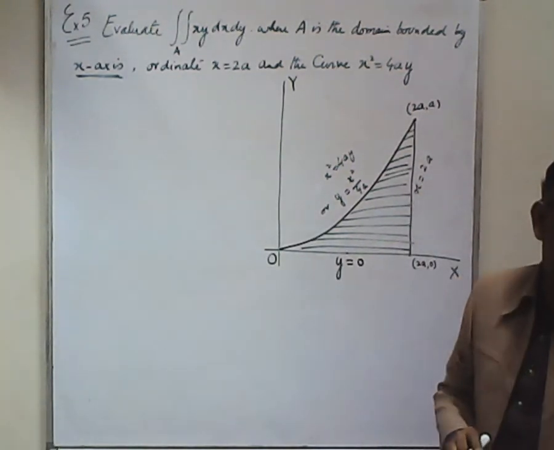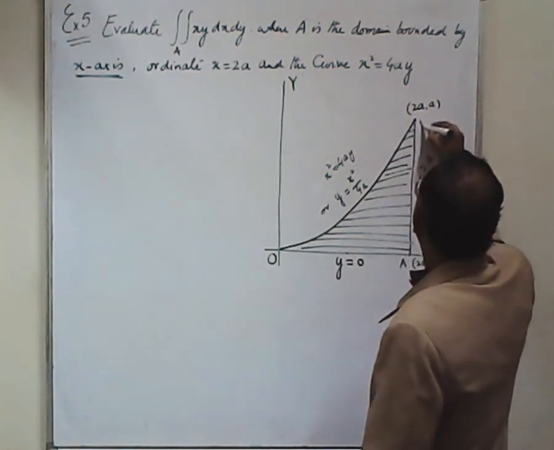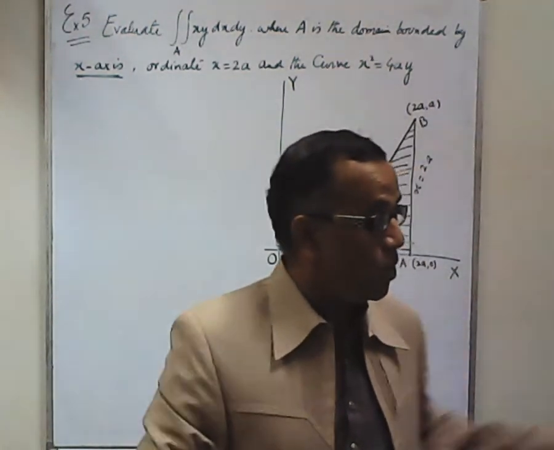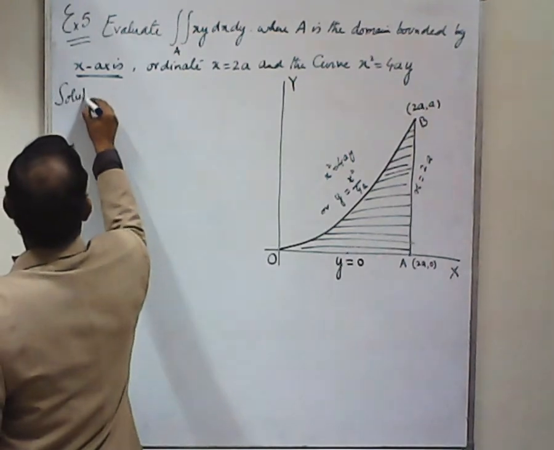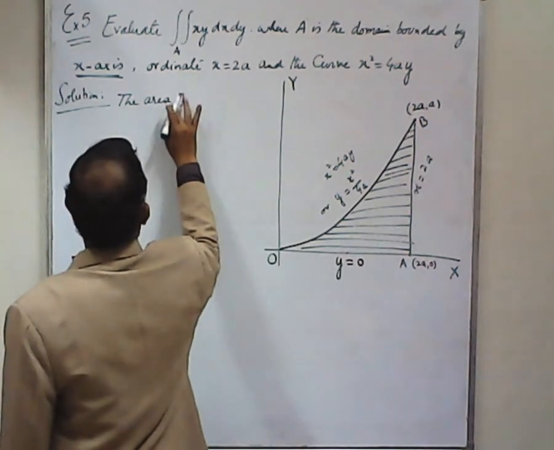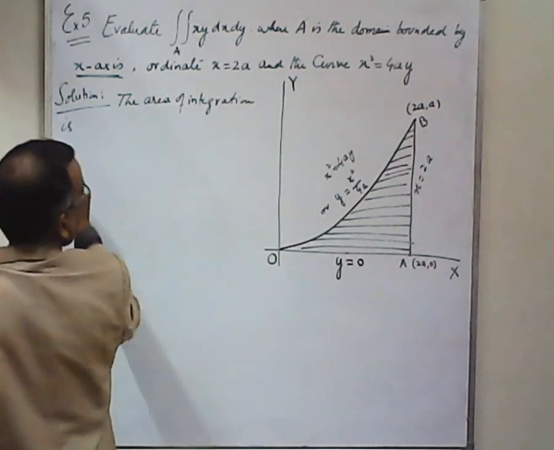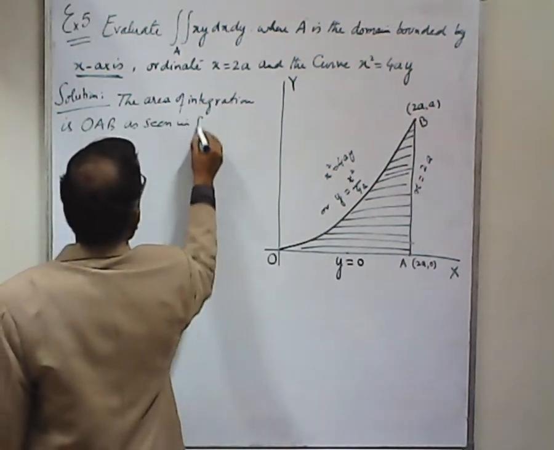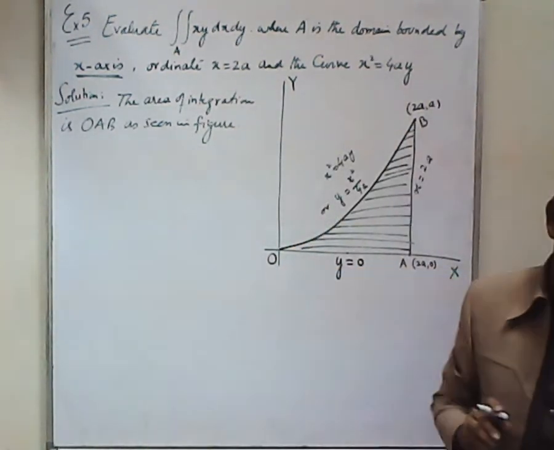We need to integrate this region. If I name these O, A and B, then this will be simply O, A and B. So the solution is: the area of integration is OAB, as seen in the figure. This is the area which needs to be integrated.